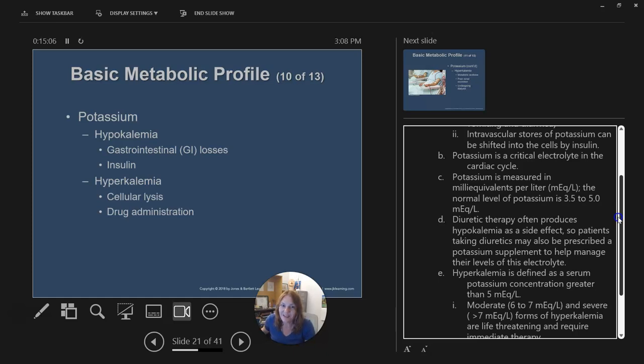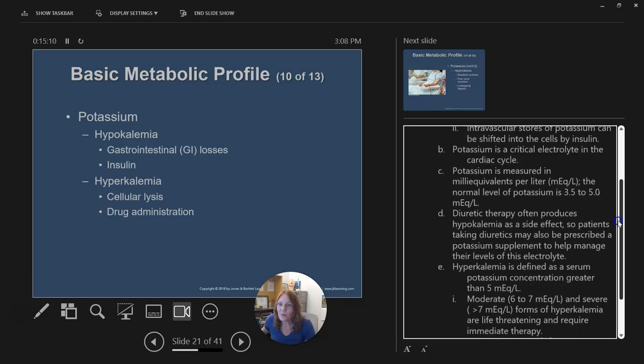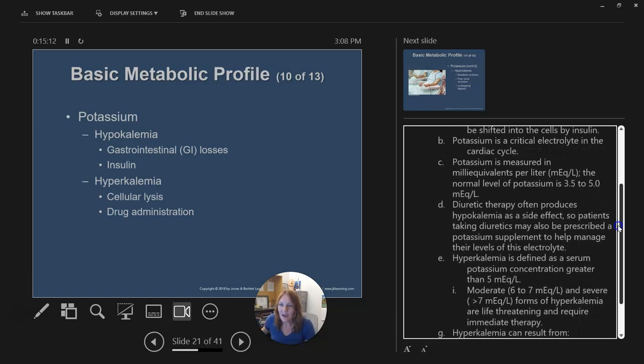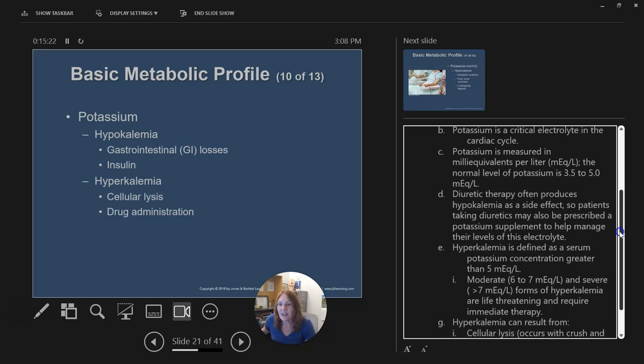This is another one that I think all medics should know through and through. Our diuretic therapy often produces hypo-K as a side effect. So patients taking diuretics may also be prescribed potassium supplements. They generally go hand in hand to help manage their levels of this electrolyte.